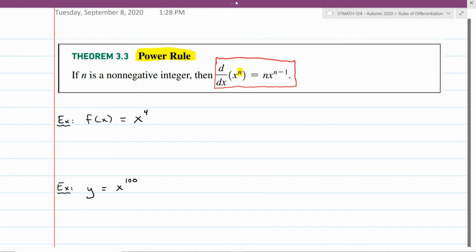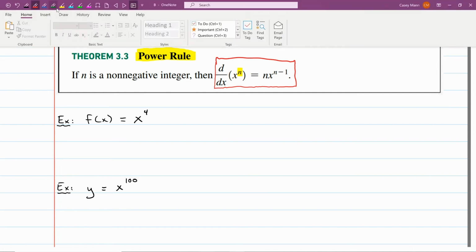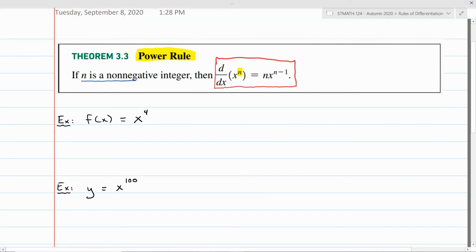It's really easy to apply, and it works for any non-negative integer. So in other words, n can be equal to 0, 1, 2, and so forth here. We'll see later that the power rule can be generalized to work for any exponent, any real numbered exponent, but for now we're just going to do it for non-negative integers.